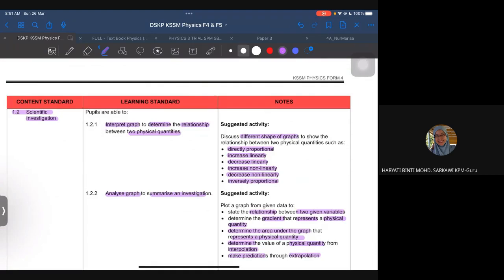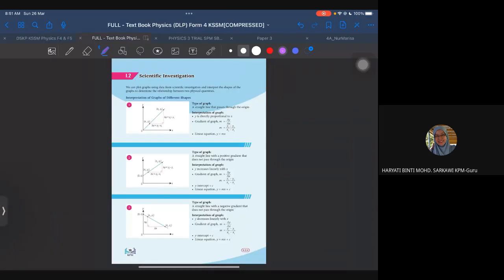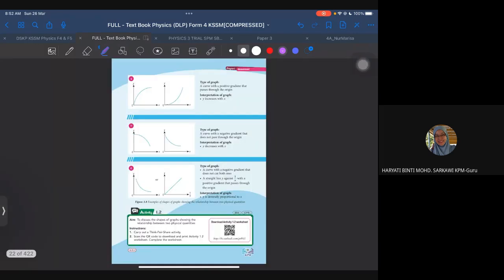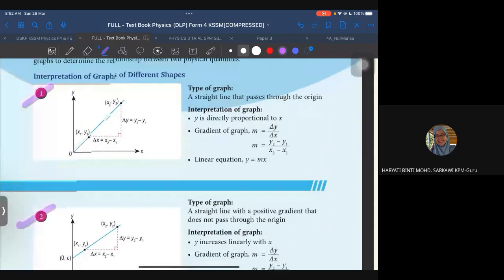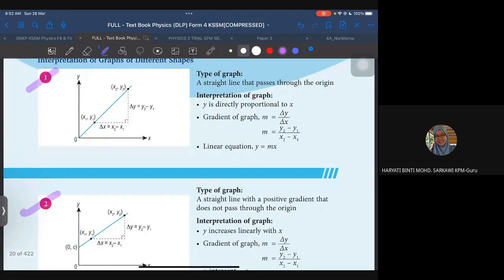We look at one experiment first. Wait, I think I better look at your textbook. In this textbook, I can see 1, 2, 3, 4, 5, 6. Six types of graph. The vertical and horizontal axes of the graph actually represent a physical quantity, something that can be measured, that you have learned before, right?